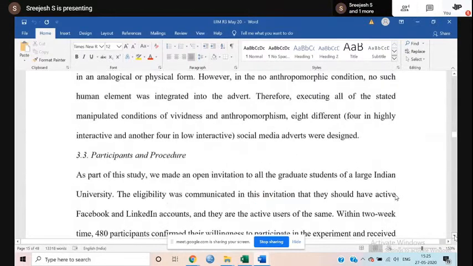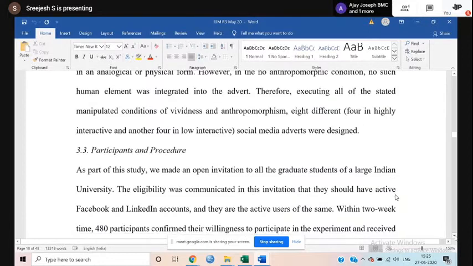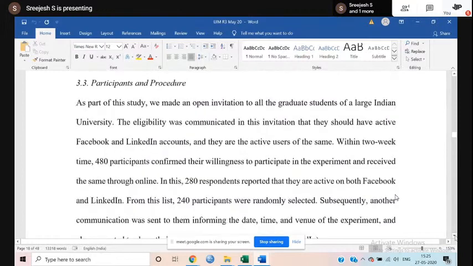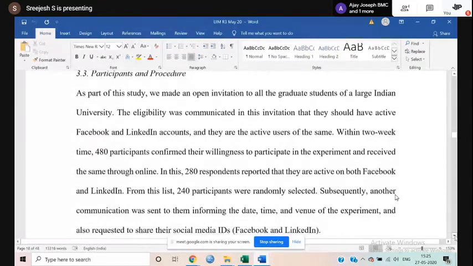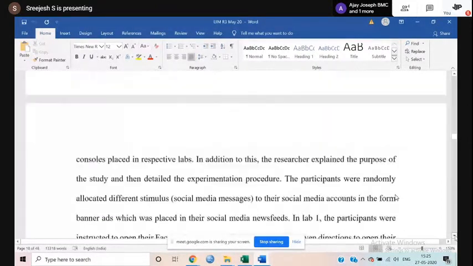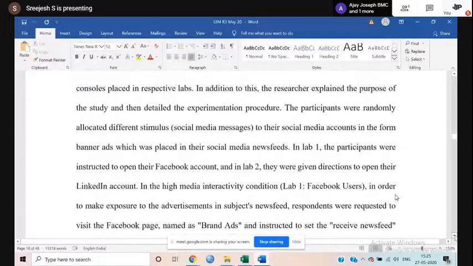Here I'm clubbing participants and procedure. It means what kind of participants you have used and what process you have applied, in the sense of what procedure you followed to collect data. In this section I talk about what process I followed, what kind of participants I had, the nature of the participants, how many participants I approached, and how I actually got the data. Those are the details in the methodology section.